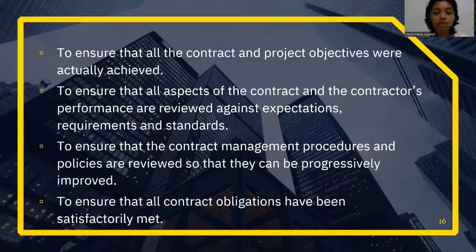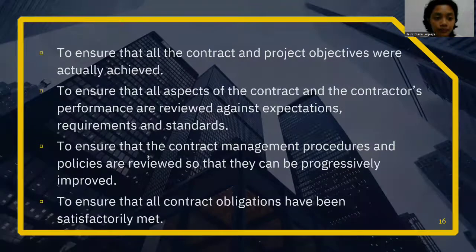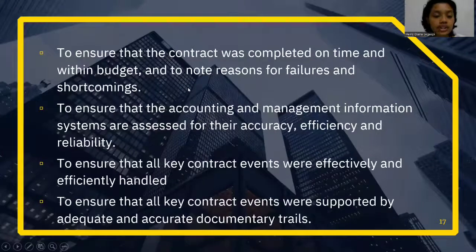Next one is to ensure that all contract obligations have been satisfactorily met. This is to confirm that every contract requirement has been satisfactorily fulfilled. Next is to ensure that the contract was completed on time and within budget, and to note reasons for failures and shortcomings. This is to make sure that the contract was finished on schedule and under budget, and to record the causes of setbacks and failures.